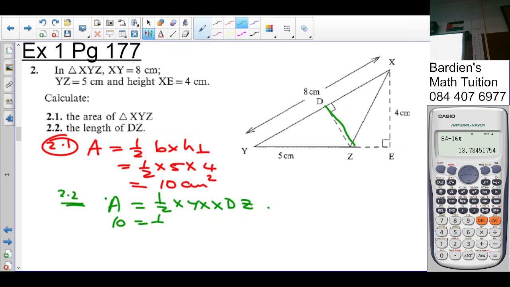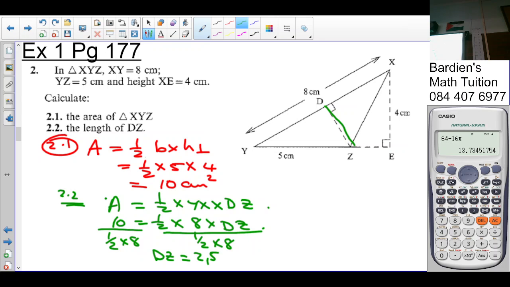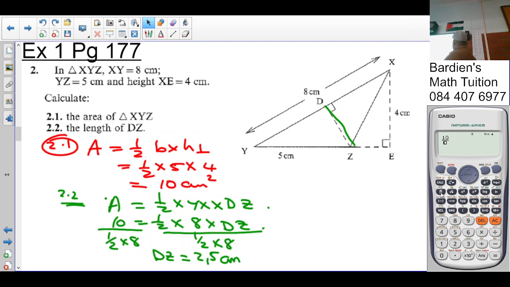10 is equal to half times YX, 8, times DZ. Can you see that, people? So I divide both sides by half times 8. So DZ is equal to 10 over half times 8, 5 over 2, which is 2.5. Okay.